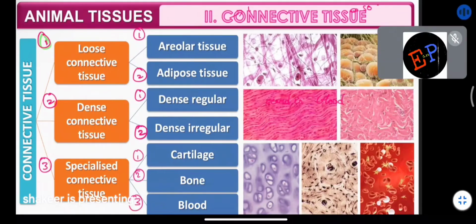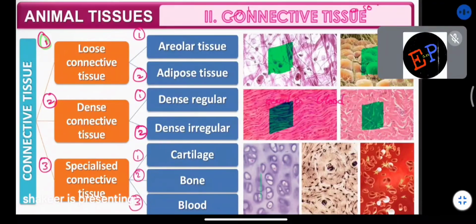So these are the points, and you can see in the figures also. This is how areolar tissue appears. This is how adipose tissue appears, and this adipose tissue is the tissue which is responsible for storing fat. Clear? And dense regular means there will be a regular arrangement of these fibrous cells. And dense irregular means there will be an irregular arrangement of these fibers or cells. Are you able to understand?